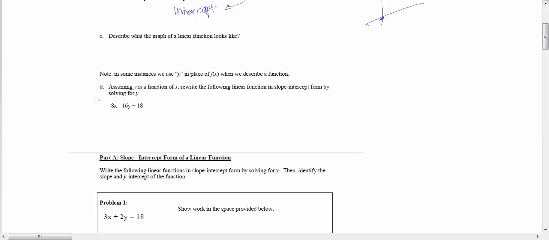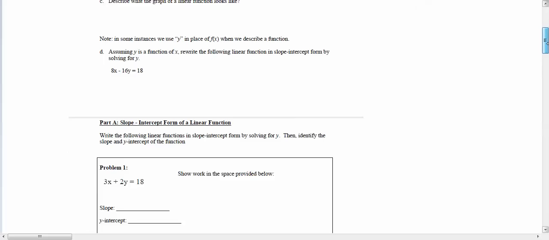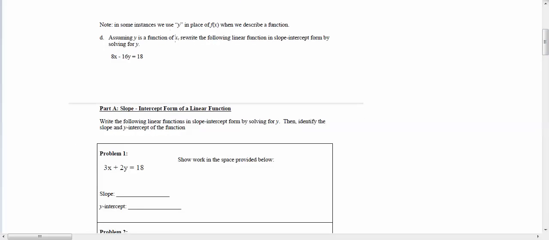Alright, let's see. Assuming that y is a function of x, rewrite the following linear function in slope-intercept form. What they mean by that is the y equals mx plus b deal that we've done before. So we want to get y all by itself. That's pretty straightforward to do. I'm going to take this 8x over to the other side by subtracting it. Now I have negative 16y equals 18 minus 8x. I'd actually rather write that as negative 8x plus 18. I'll tell you why in just a second. But before I do that, why don't I divide everything by 16?